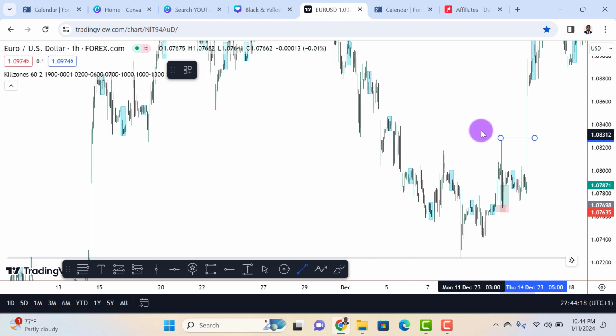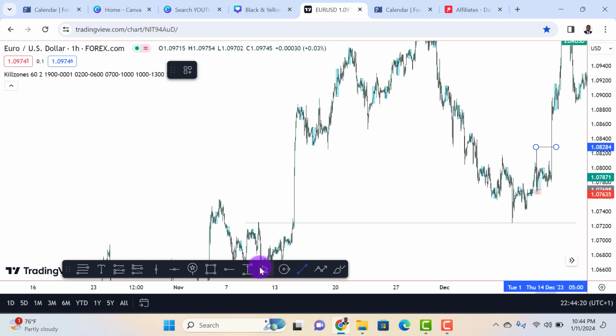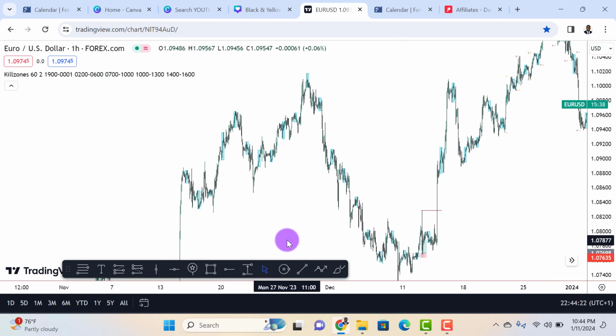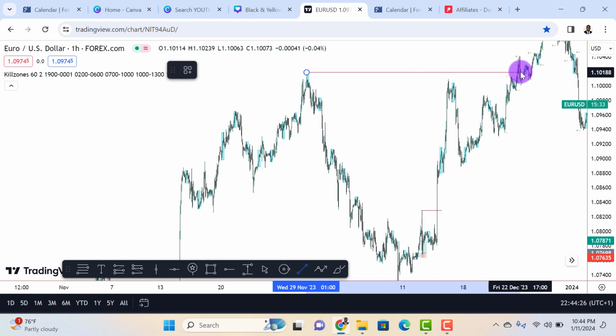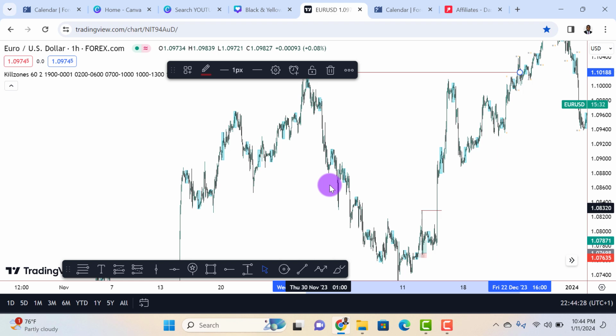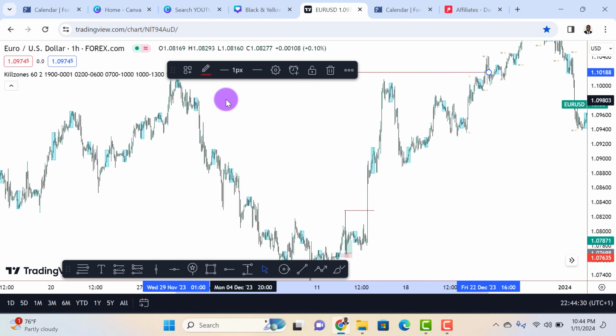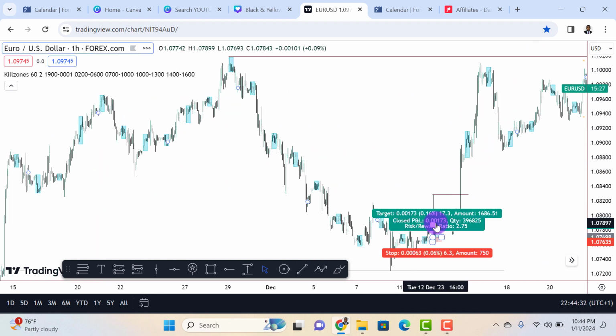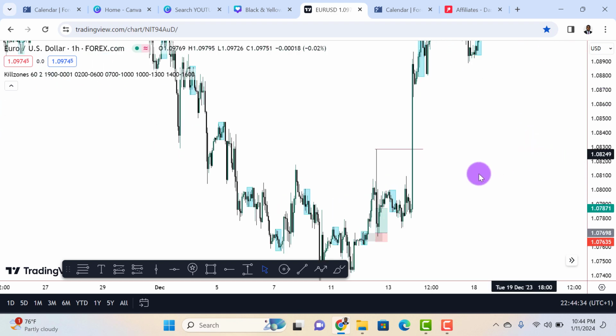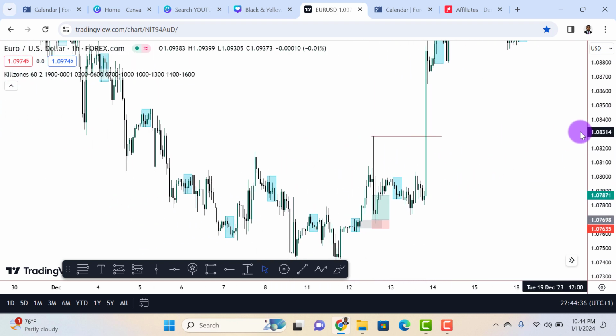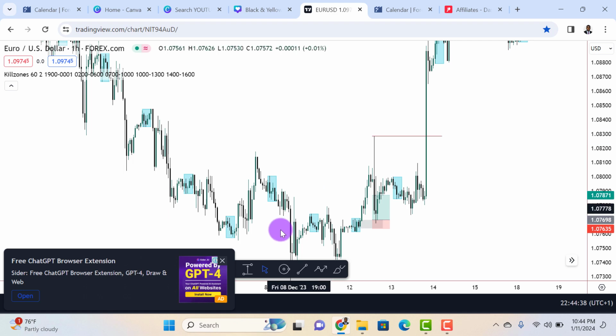Then you have the next old high here, the external range liquidity. This is for those of you doing swing trading, you target that level. For those of you doing day trading, you target just the next old high that was left untraded, to this one here.